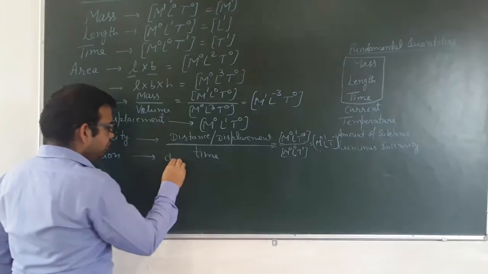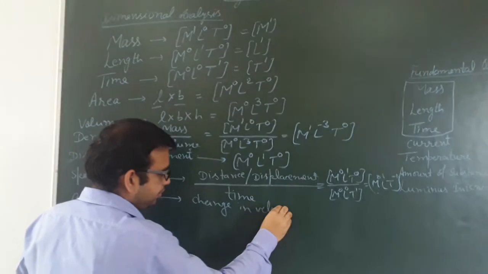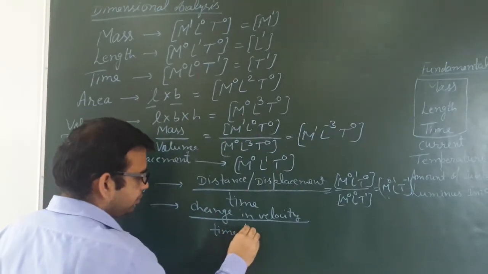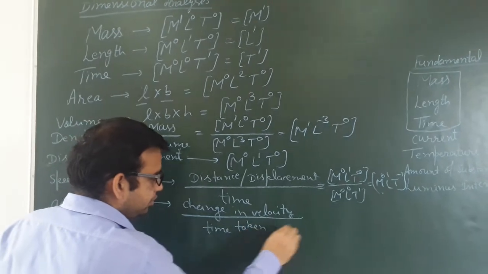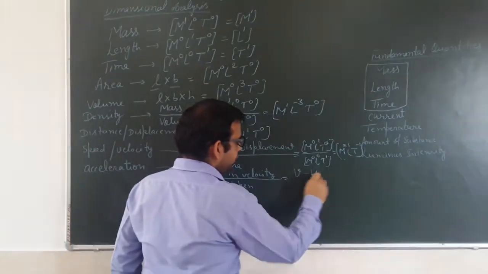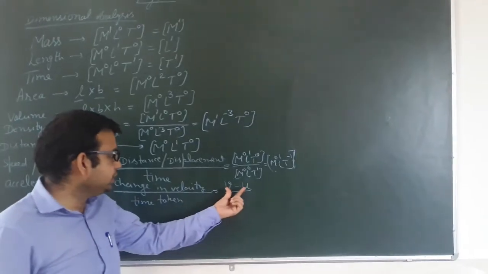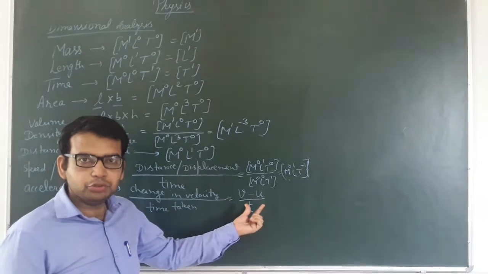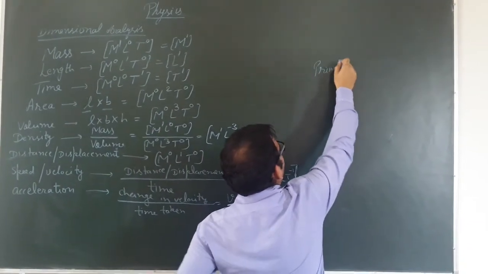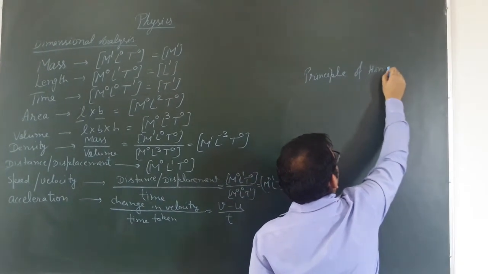Acceleration is change in velocity upon time taken. So change in velocity means v minus u we can write, final velocity minus initial velocity, upon time. What is the dimension formula of V minus U? For that we should know the principle of homogeneity. Principle of homogeneity. What is this?